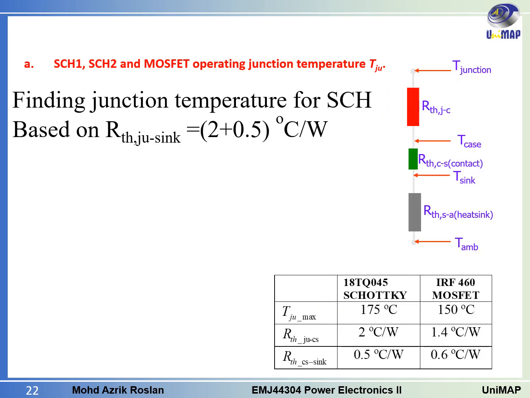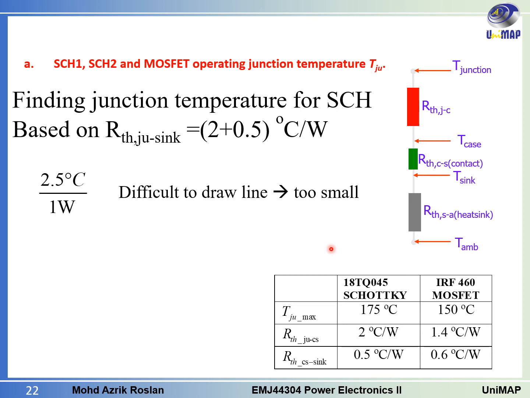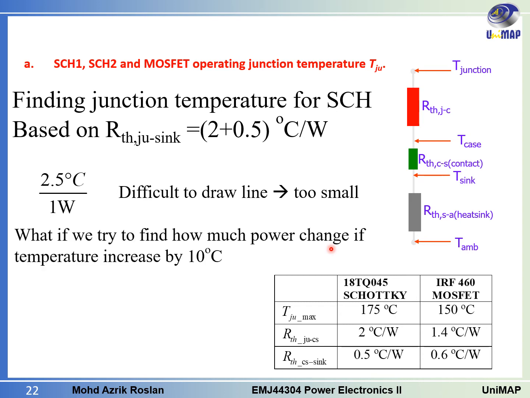Then we want to find the junction temperature for the Schottky based on the value of Rth junction to sink. For the Schottky, this is the Rth junction to case, and this is case to sink. So to find the Rth junction to sink, we have to add both of them together. So 2 plus 0.5, we will get 2.5 degrees C per watt, which is a little bit small to draw.